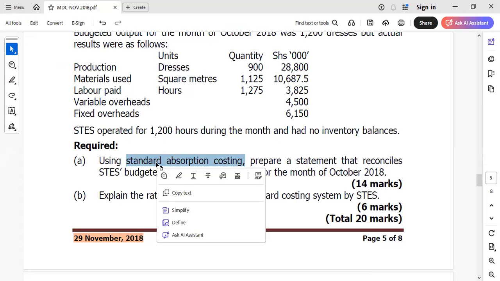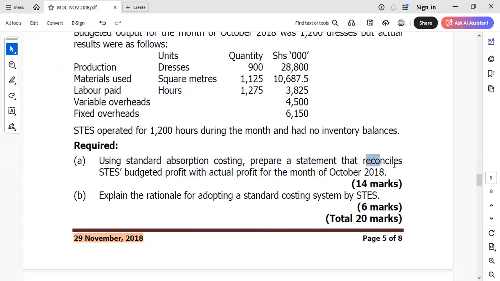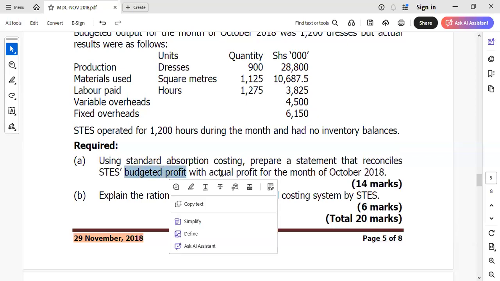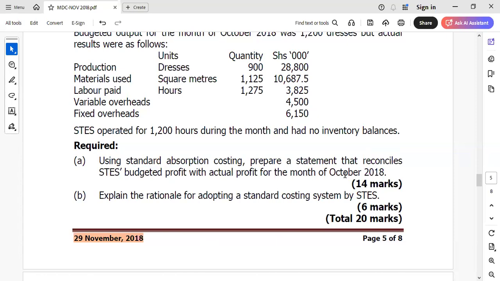So you are using absorption costing to prepare a statement that reconciles this company's budgeted profit with the actual profit for the month of October 2018. So here you're preparing the reconciliation statement, this company's reconciliation statement. And when you observe, you are basically focusing on profit.